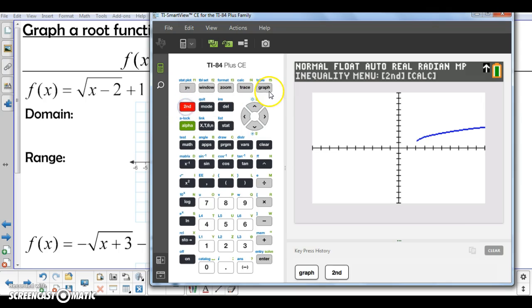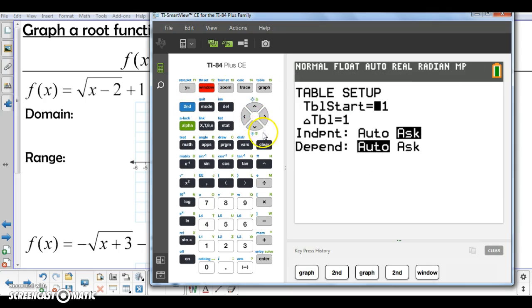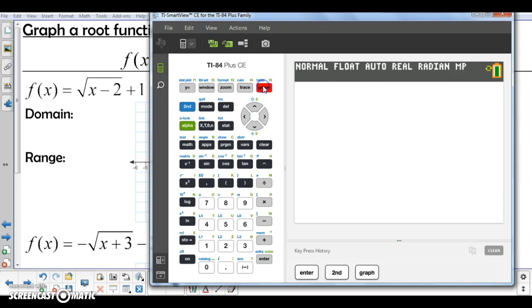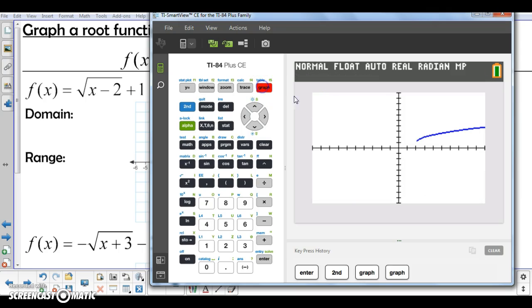If I go back to my table and set the table setting to independent auto, and go back and look at our table, you'll notice that when I plug in -1, I get an error. Plugging in 0 gives me an error as well, and so does plugging in 1. The first x value that I'm able to plug in is 2, and the output there is 1. That's the first output, that's okay.